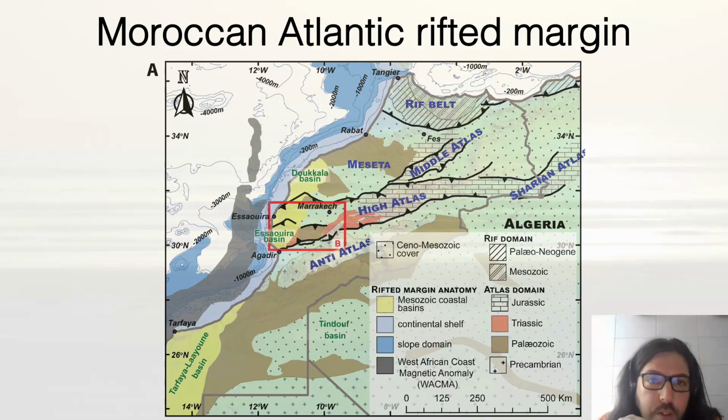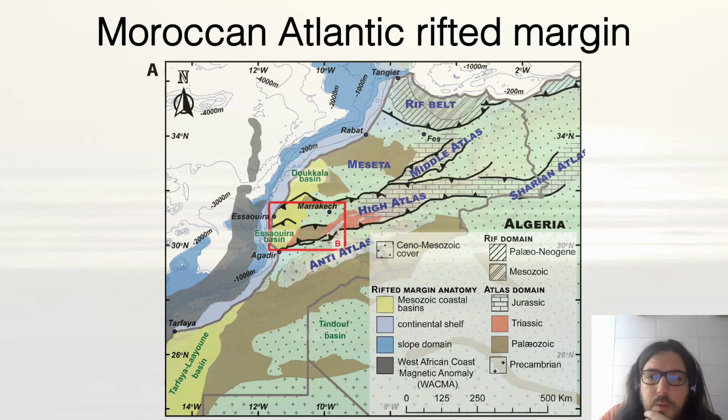The map also shows the different parts of the rift margin, including in yellow the coastal basins of Mesozoic rock, the continental shelf and the slope domain in different colors of blue, and the West African coast magnetic anomaly that is shown in dark gray.